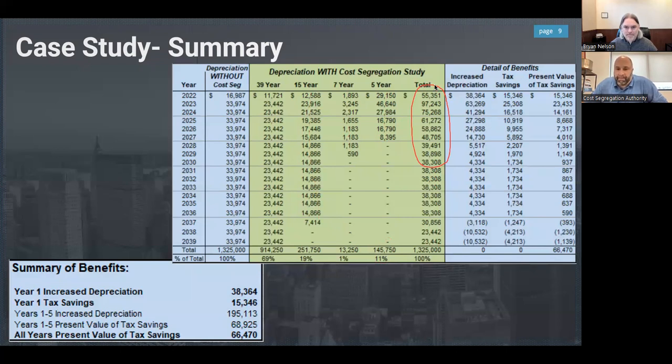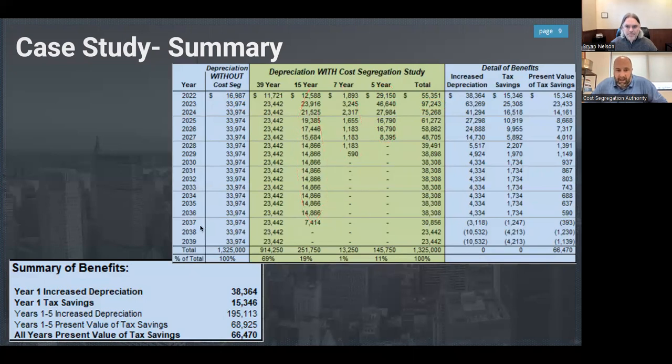So in year one, we only own the building for a partial year. So instead of getting a $16,000 write-off, we got a $55,000 write-off. That's one of the coolest things. It looks like you can speed up or slow down depreciation then. Right. That's all we've done. And so in year two, instead of getting a $33,000 write-off, we're now getting a $97,000 write-off. And that's simply because we've segregated these 5, 7, and 15-year assets and front-loaded these depreciation amounts in the first 5 years, first 7 years, or first 15 years.